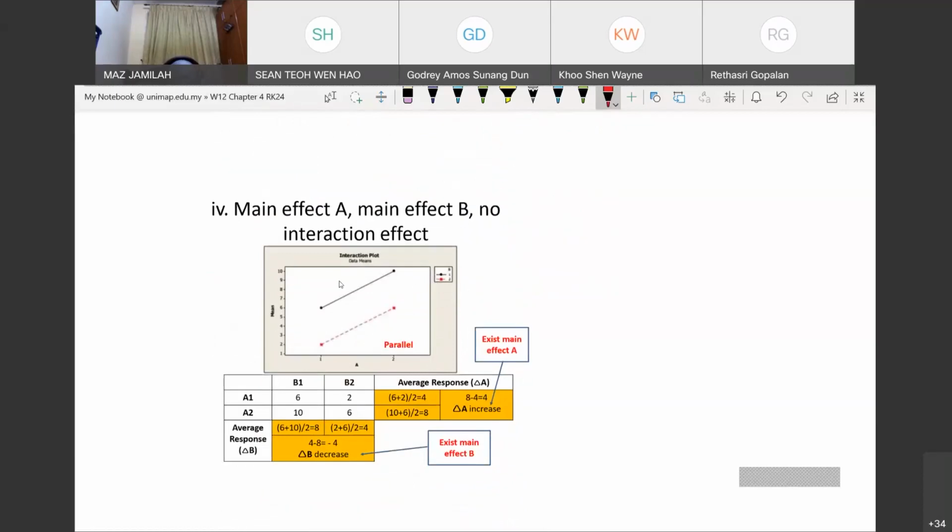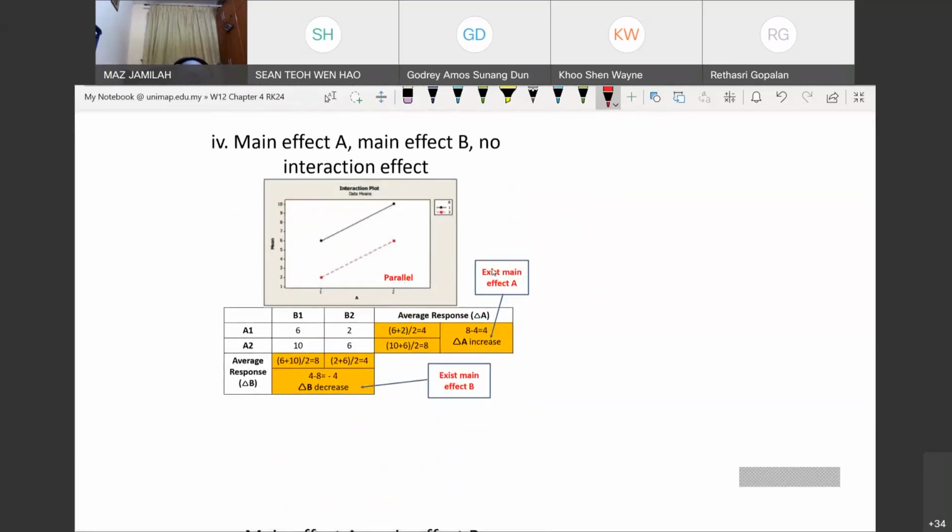Now, next, still parallel. Once parallel, no interaction. And then what about the effect? It seems that the row-wise got a change, an increase. So there is an effect of factor A, but for factor B a decrease, which also reflects there is an effect of factor B. So both are significant, which means we reject the null hypothesis of factor A and reject the null hypothesis of factor B.